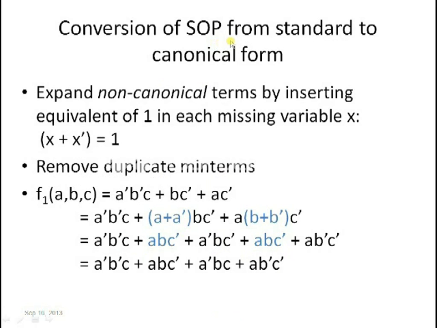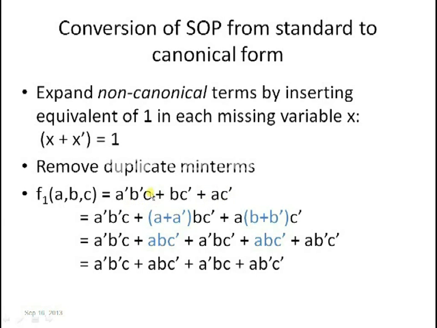Conversion of sum of products from standard to canonical form. What do we have to do in order to convert a sum of products in the standard form to the canonical form? Expand non-canonical terms by inserting the equivalent of 1 for each missing variable x, that is x plus x complement equals 1, and remove duplicate minterms. These are the two things we have to follow in order to convert standard SOP to canonical SOP. The first step is to insert the equivalent of 1 for each missing variable. Let us take an example: a complement b complement c plus b c complement plus a c complement.